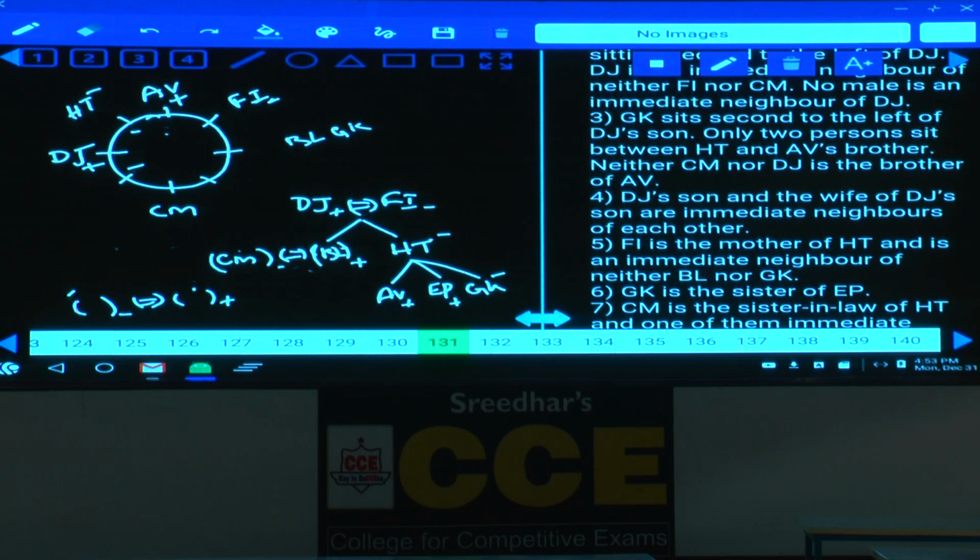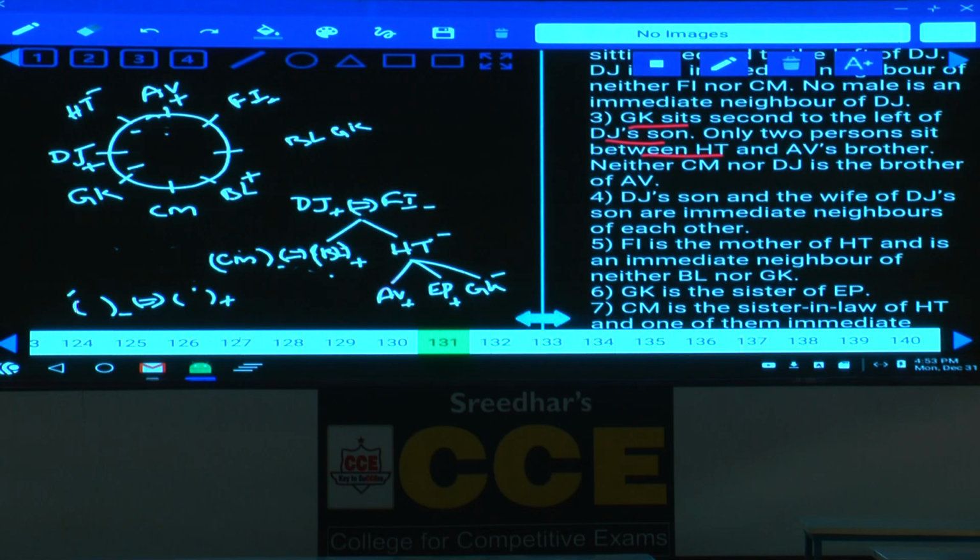GK is seated second to the left of whom? GK is seated second to the left of DJ's son. Hence DJ's son is BL, so BL is at this place and GK must be at this place, second to the left. Hence BL is a male, isn't it? Here GK sits second to the left of DJ's son. Who is DJ's son here? BL.